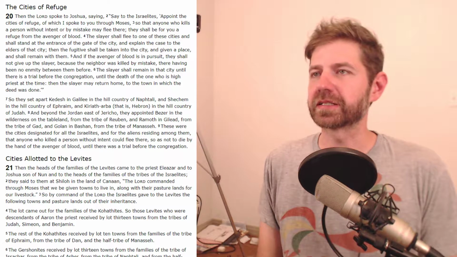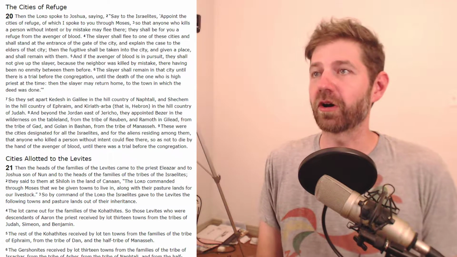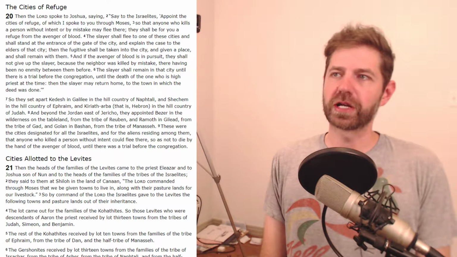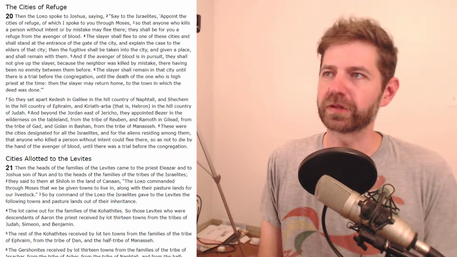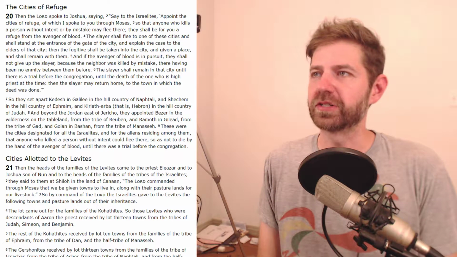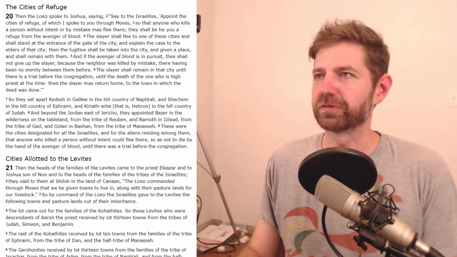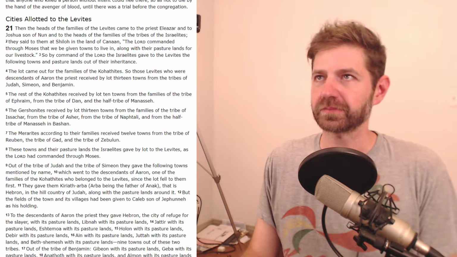These were the cities designated for all the Israelites, and for the aliens residing among them, so that anyone who killed a person without intent could flee there so as not to die by the hand of the avenger of blood, until there was a trial before the congregation.